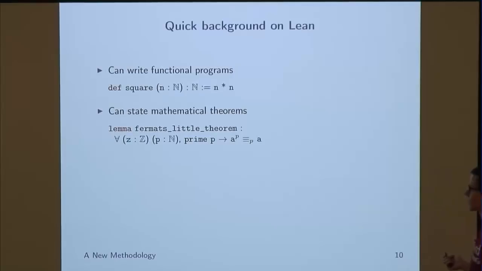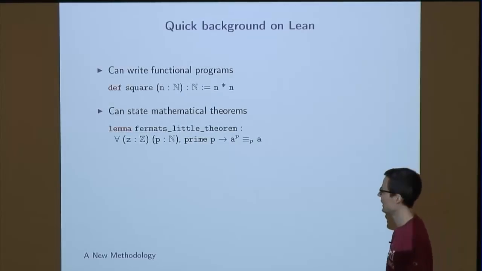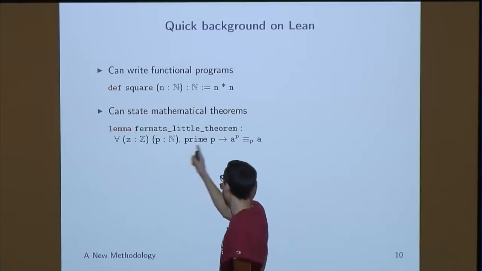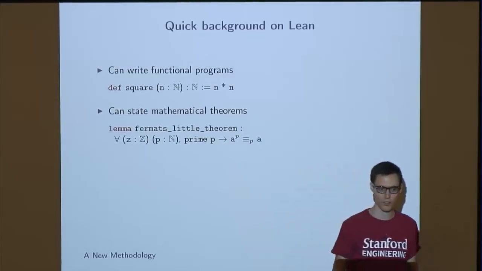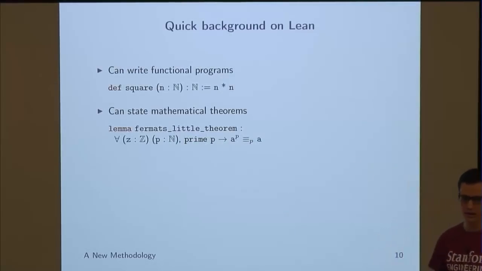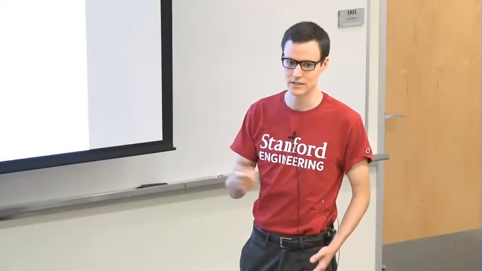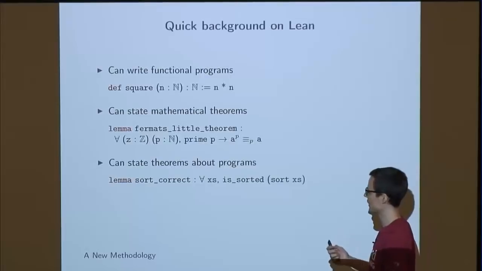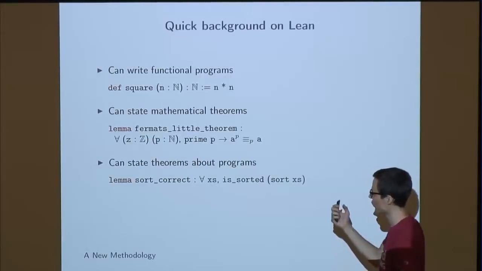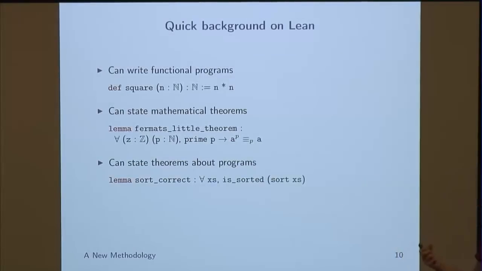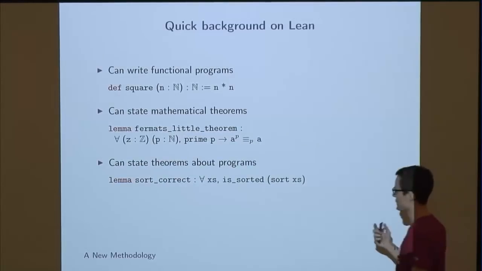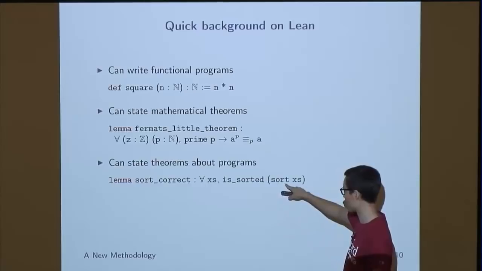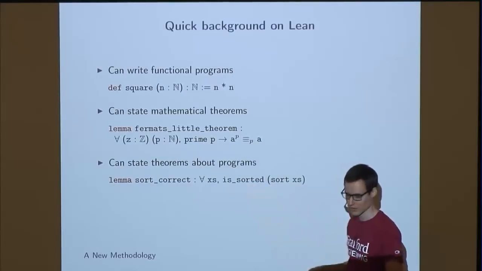You can state mathematical theorems in a system like Lean. So this is a statement of Fermat's little theorem. And the universal quantifier and the implication arrow are both part of the logic of Lean. So it already has mathematical semantics analogous to what we're used to in informal math. And you can state theorems about programs also. So the functional programs and the mathematical theorems live in the same universe. In this case, we're saying that the program sort always returns a sorted list.